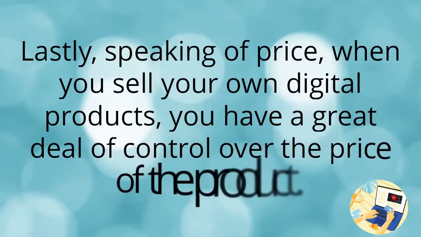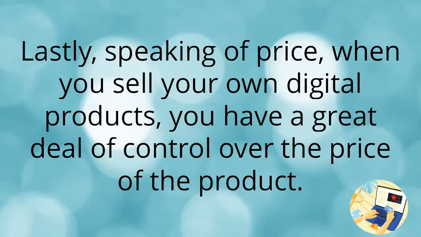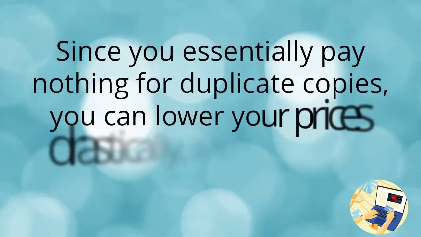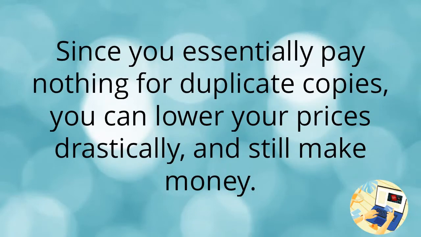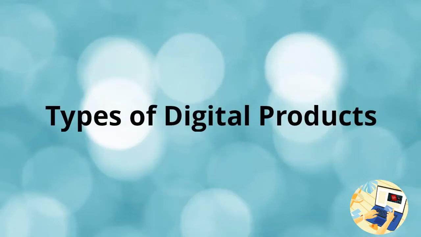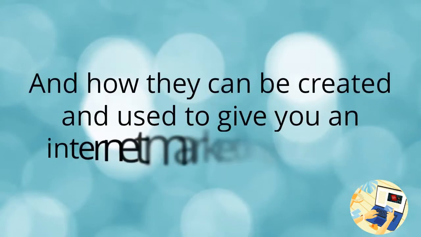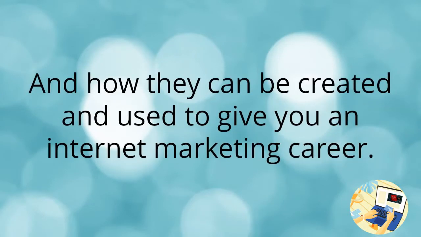Lastly, speaking of price, when you sell your own digital products, you have a great deal of control over the price of the product. Since you essentially pay nothing for duplicate copies, you can lower your prices drastically and still make money. Next, we will go over 4 different types of downloadable products that are out there, and how they can be created and used to give you an internet marketing career.